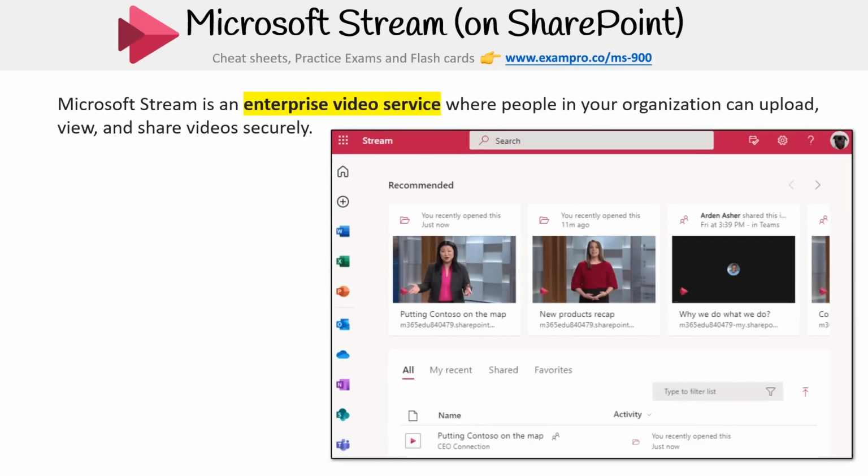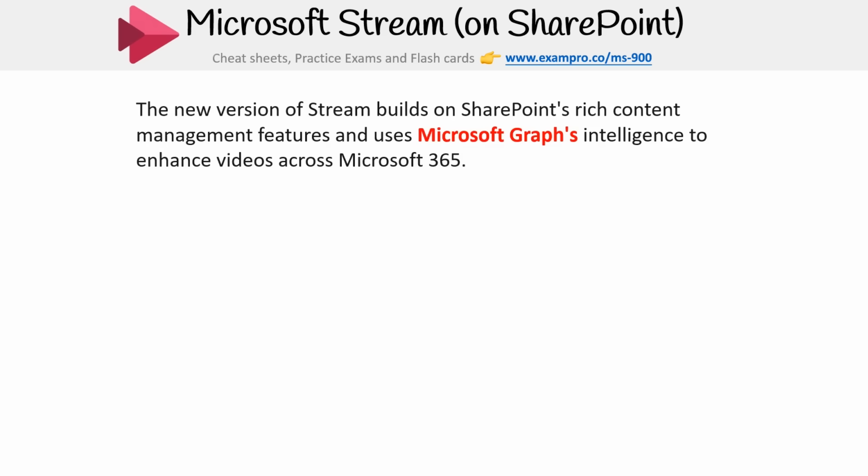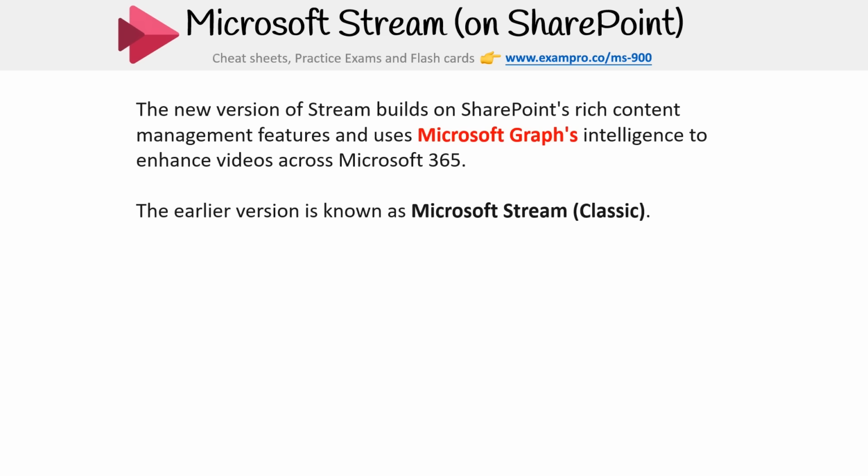So, Microsoft Stream is an enterprise video service where people in your organization can upload, view, and share videos securely. You can share recordings of classes, meetings, presentations, training sessions, or other videos that help your team's collaboration. So, the new version of Stream builds on SharePoint's rich content management features and uses Microsoft Graph's intelligence to enhance videos across Microsoft 365. The earlier version is known as Microsoft Stream Classic.